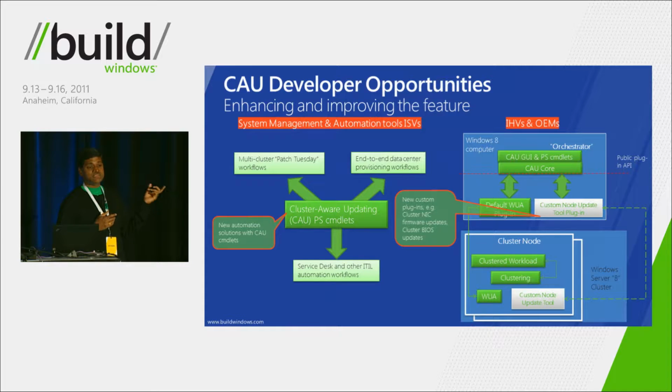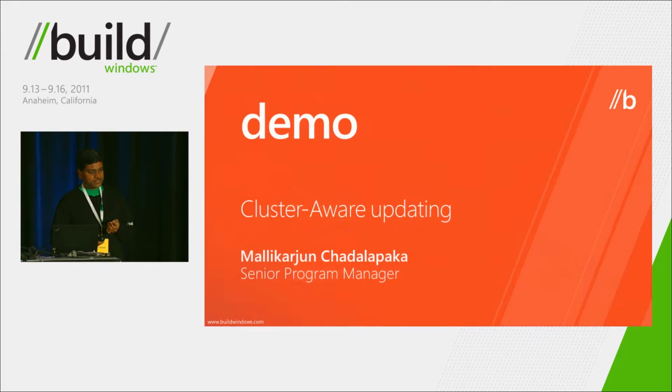You can just search for cluster-aware updating. We also have sample code for the custom plugin. All you need to do is write a custom plugin, start from the sample plugin, modify it, and off you go. You can update your own software inventory on all the cluster nodes without taking down the cluster services or impacting service availability. So with that, I think I will switch into the demo here.